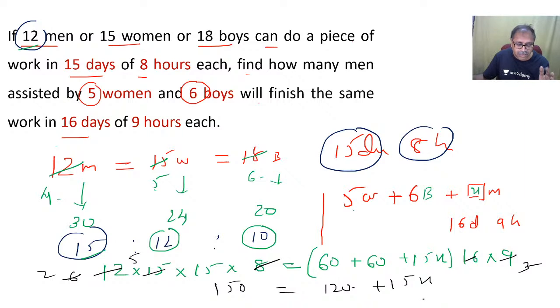So x is equal to, can anyone answer the question now? When 15x is 30, x is equal to 2. That's right, Akshita, beautifully answered. Wonderful. So how many men should assist them? 2 men should assist them. Wonderfully answered.